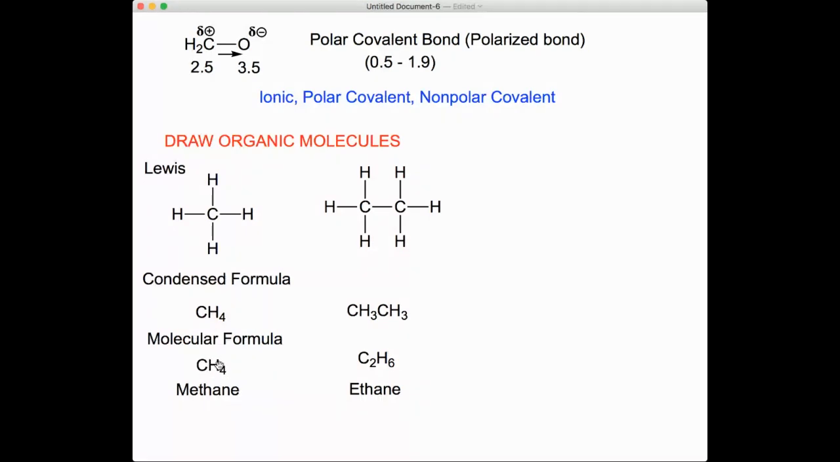Obviously for methane, the molecular formula is the same as CH4. This is the simplest of all organic molecules. Now for ethane, the molecular formula is C2H6, and the condensed formula is CH3CH3. All right. So once again, this carbon is bonded to one hydrogen here, another one here, another one here, another carbon here. The next molecule here in order of complexity will have now 3 carbons.